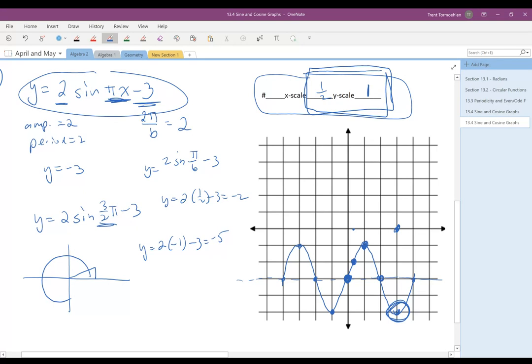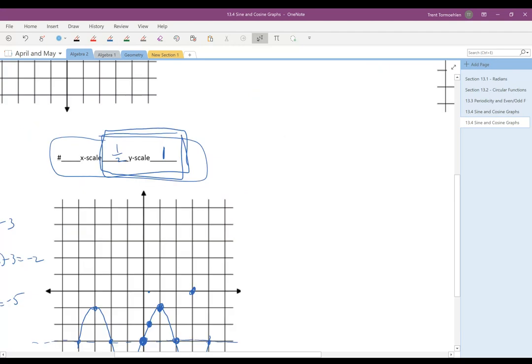So don't forget that plugging in values is going to give you this graph. And if you ever forget some of the things we're doing here, you can always fall back on plugging in values to figure out the basic idea of what the graph is going to look like. All right, let's do two other quick examples of these.